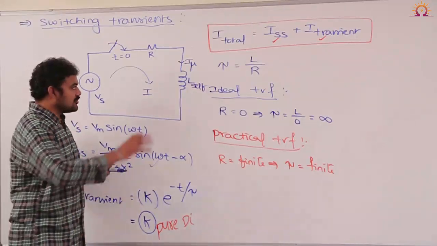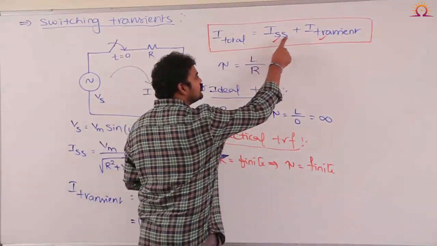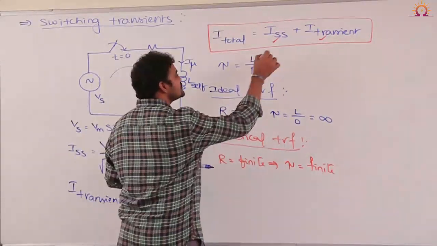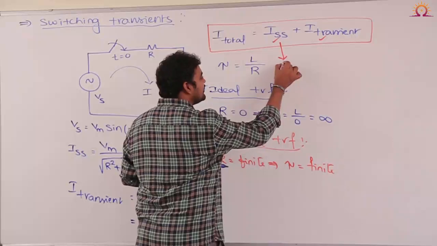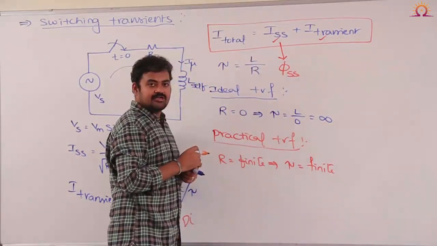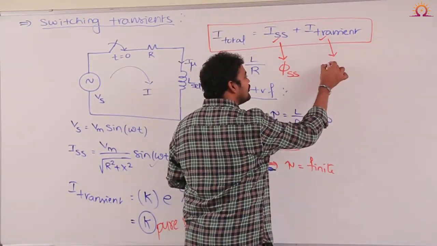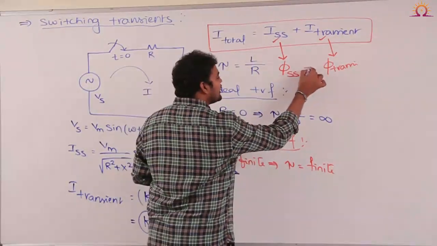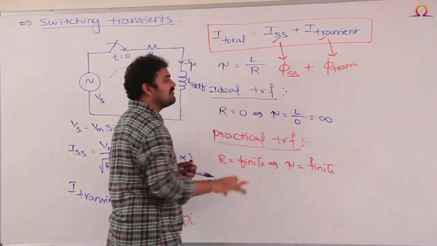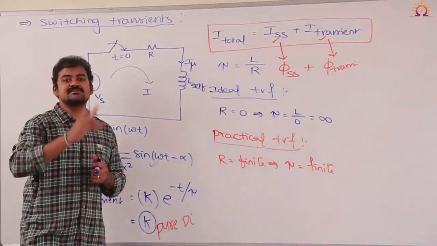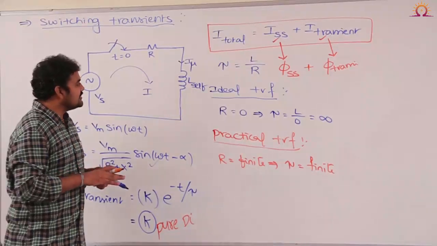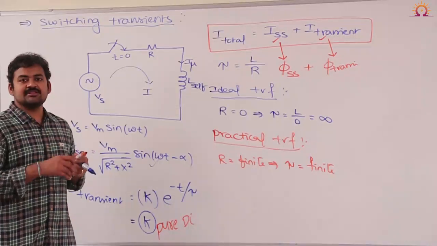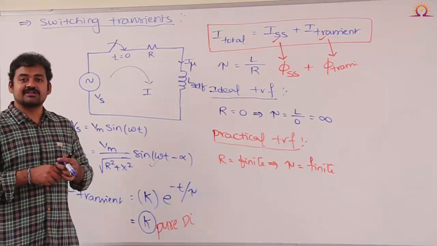Understand or not? So now what happens here, as the 2 current components are available, definitely 2 flux components will also be produced. This steady state current component will create steady state flux component. This transient current component will create transient flux component. Am I right? So the total flux in the transformer is now sum of steady state flux as well as transient flux. Understand or not? So this is the minimum basics required to understand switching transients in transformer. Keeping this discussion in mind, we will move into our next concept.